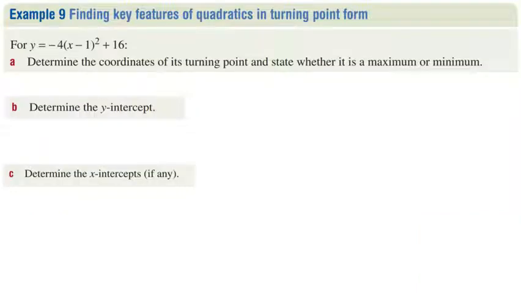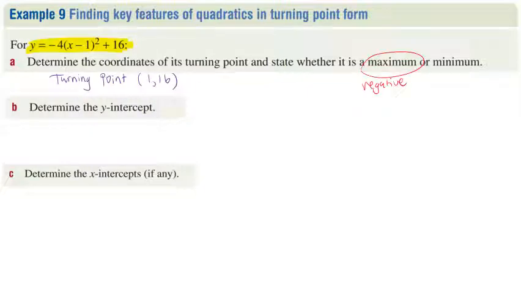In the textbook, some of the equations are already in turning point form like this, so you don't need to complete the square. Alright, so let's find the turning point first. So the turning point is at (h, k), so for this one here that's at (1, 16). And is it a maximum or a minimum? It's going to be a maximum because there's a negative out the front, and so it's going to be upside down like that.